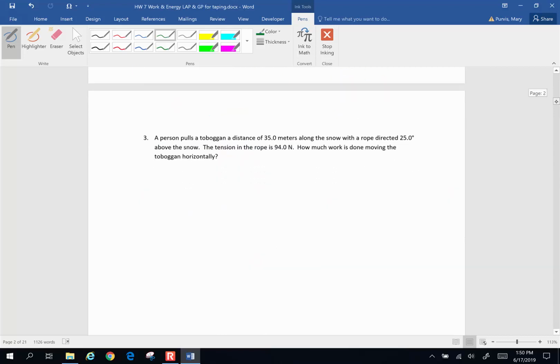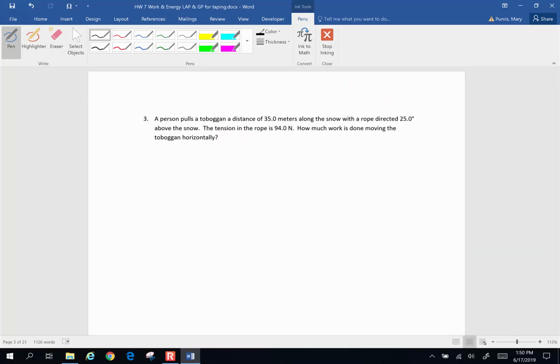Let's do another one. A person pulls a toboggan a distance of 35 meters along the snow with a rope directed 25 degrees above the snow.